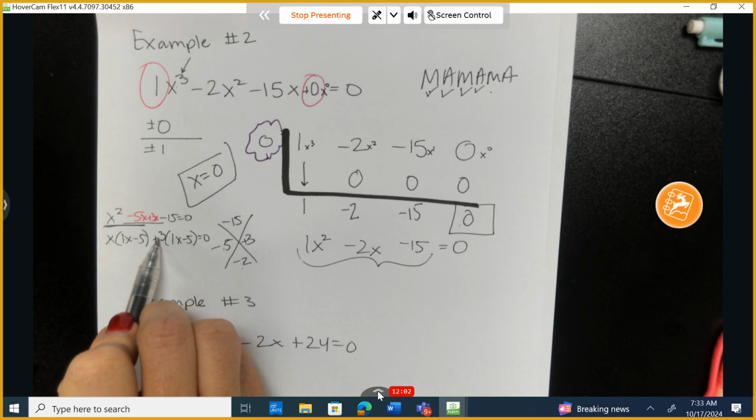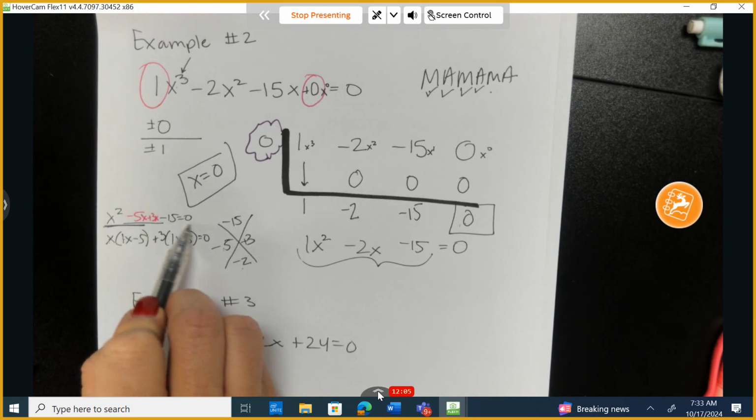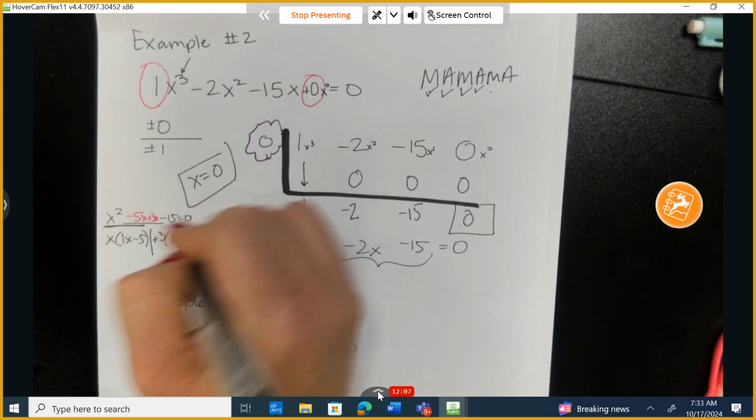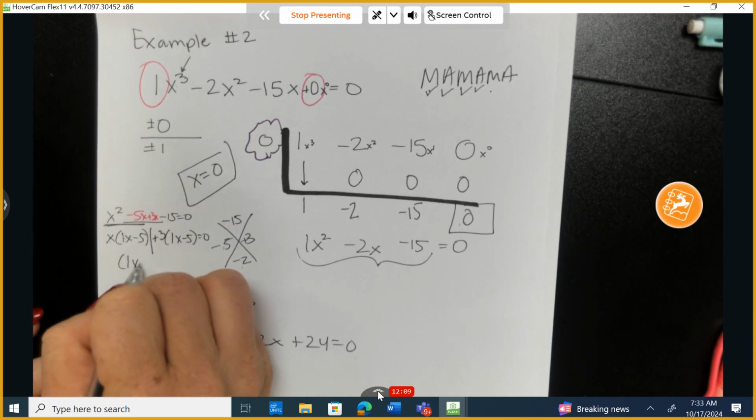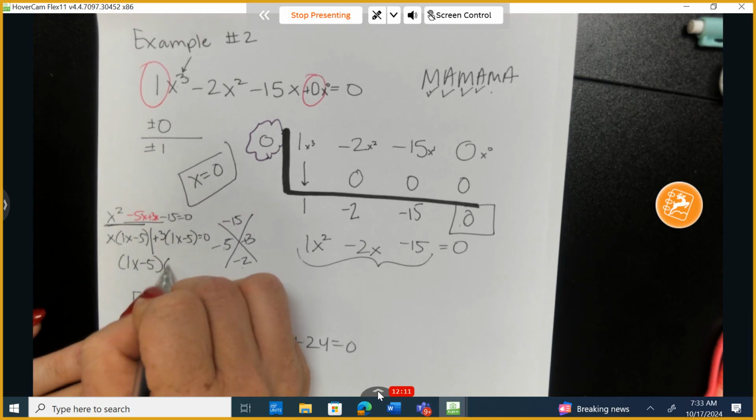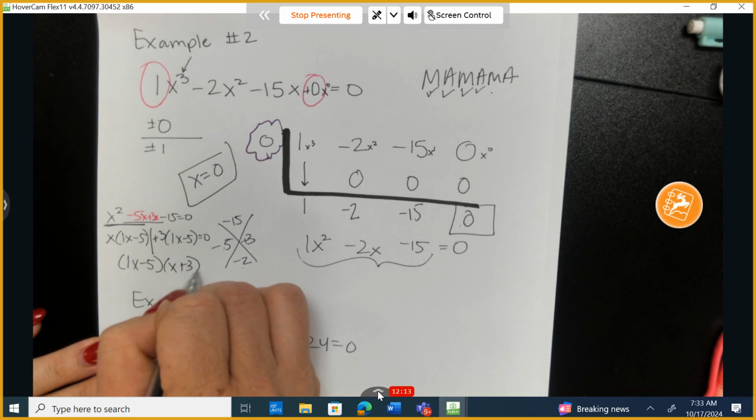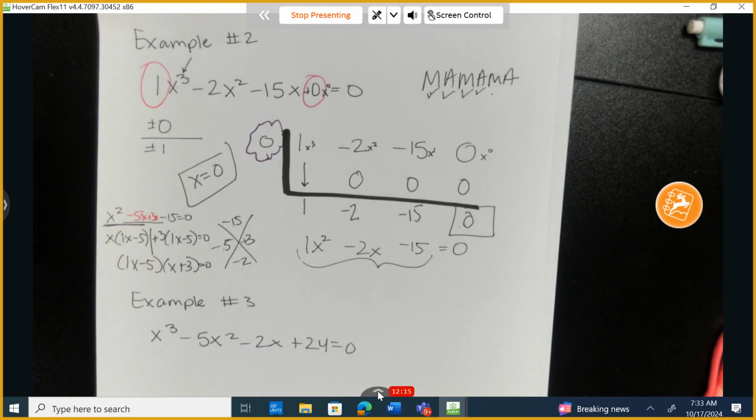Let's make sure that works. There's 3x when I distribute, and here's a negative 15. In the front and the back half, they both contain a 1x minus 5. In front of the first is an x. In front of the second is a positive 3. We've done a lot of work, but we're not done.